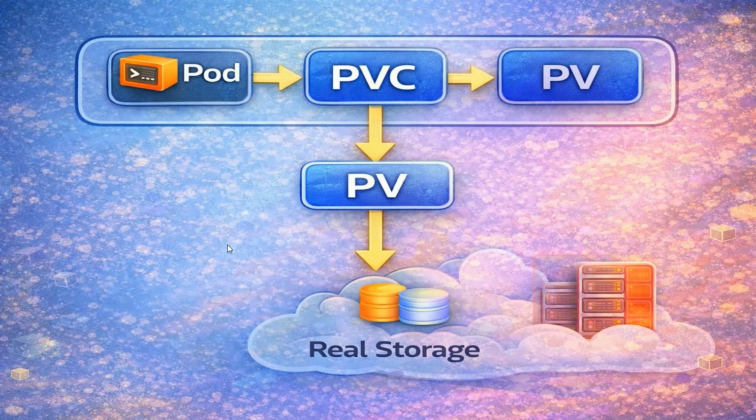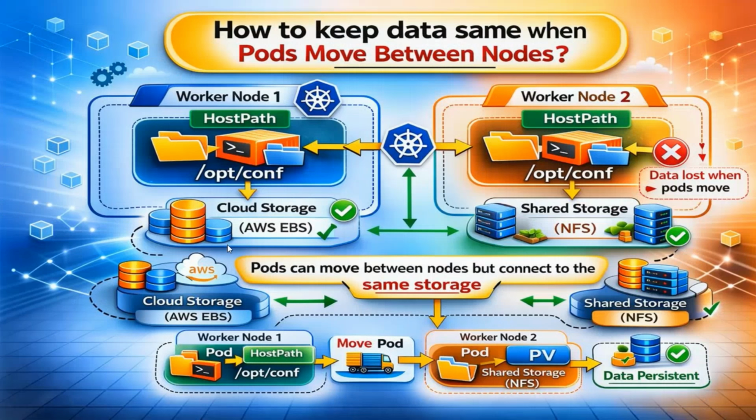Your pod starts on worker node 1, it mounts a PVC, that PVC is bound to a PV, and finally that PV is backed by shared storage or cloud storage. Then your application writes the data. Now, for some reason the pod crashes. Kubernetes recreates it on worker node 2. The pod again mounts the same PVC, the PVC is still bound to the same PV, and the PV is still pointing to the same real storage in the cloud, which is EBS or NFS, whatever it is.